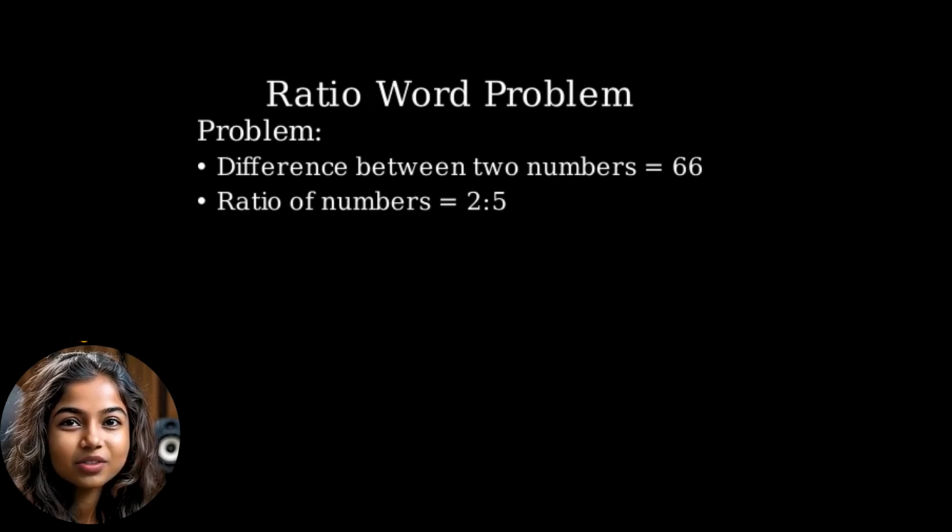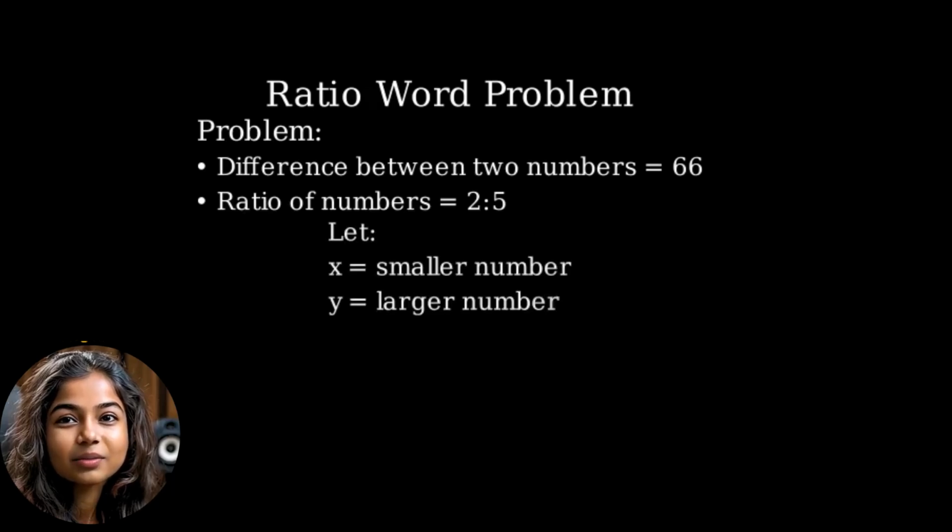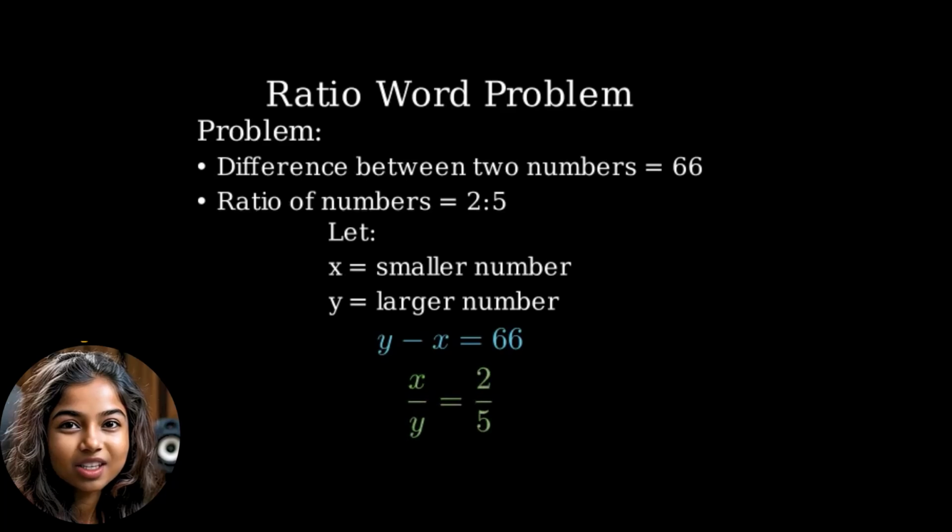Let's understand what we know and organize our information. Let's call the smaller number x and the larger number y. We know their difference is 66, so y minus x equals 66. We also know that the ratio of x to y is 2 to 5. Let's visualize what this ratio means.